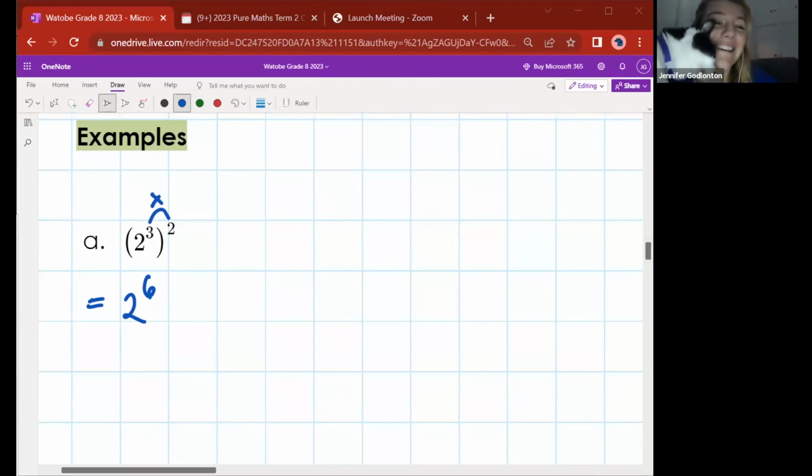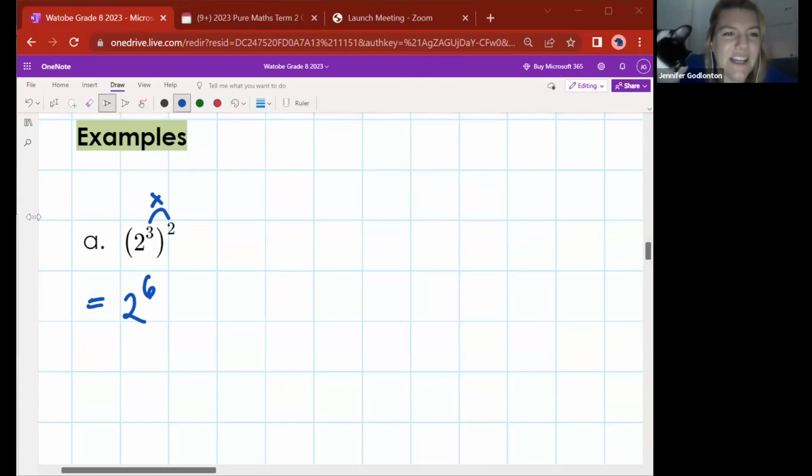Yes, Takalani, how can I help? Hi, ma'am. Ma'am, so I wanted to ask for this rule, we just times the exponents by itself. You times the exponents by each other. So whatever the exponent is, so like here is a 3, you times that 3 by the exponent 2. Oh, okay. Yes, ma'am. Okay.